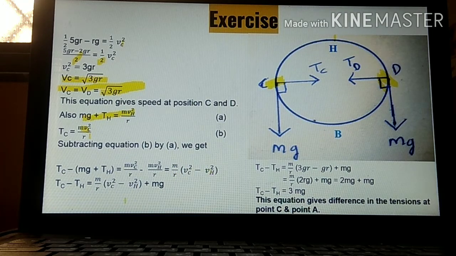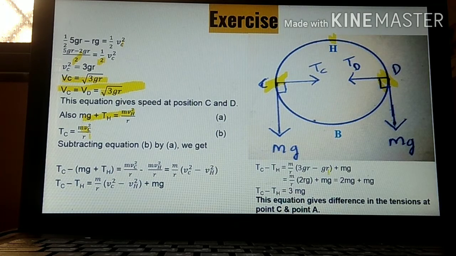Over here mg plus Th is already there, so after removing this bracket, this will become minus. After removing this bracket, this mg will be minus only and this will be minus. So we are taking this on this side, so it is becoming plus over here, and it is Tc minus Th, tension at the midpoint minus tension at the highest point that we wanted to find out. In this m upon r, we can substitute the values of vc that we have got, root 3rg, but this is vc square, so we will only write 3rg, and the velocity at this highest point is root gr.